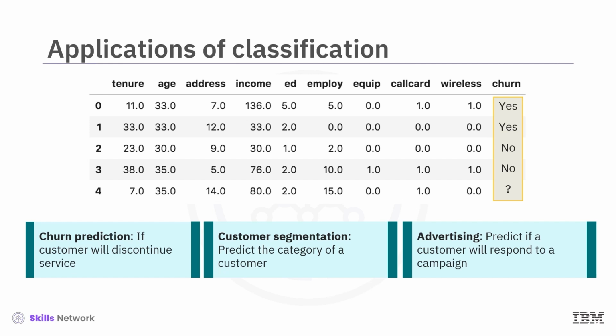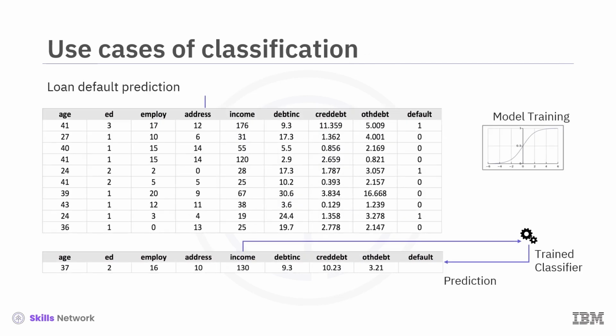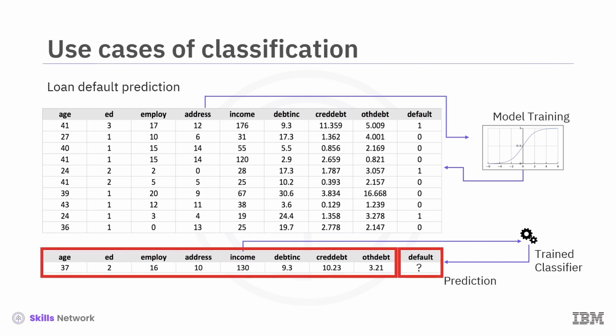Let's explore additional use cases of classification. Suppose a bank is concerned that some of their loan applicants may be unable to repay their loan. The bank uses historical loan default data to predict which customers are likely to default. Here, a classifier can be trained to use customer information like age, income, and credit debt levels to learn whether they will default. Given a new customer and the same information, but without the knowledge of the likelihood of defaulting, the trained classification model predicts whether the customer is likely to default. This is an example of a binary classifier, as its predictions are limited to two possible classes.